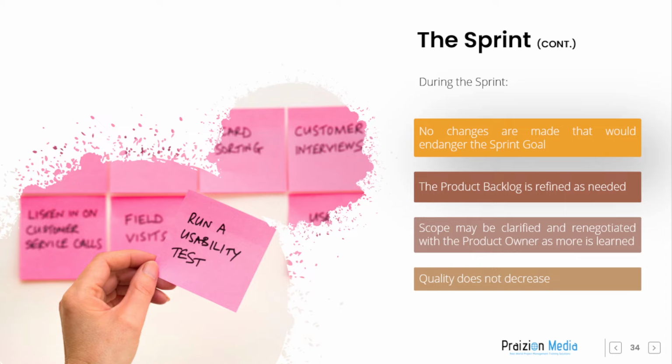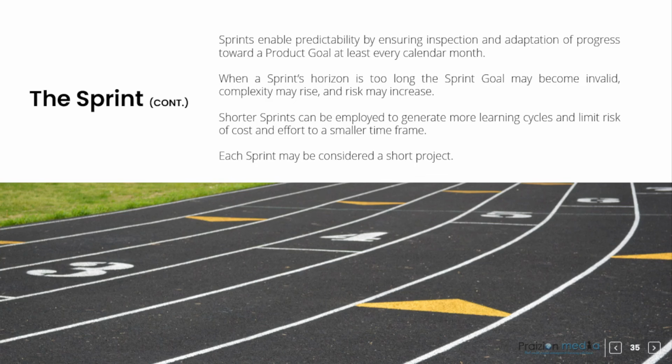Quality does not decrease. The product backlog is refined as needed, and scope may be clarified and renegotiated with the product owner as more is learned. Sprints enable predictability by ensuring inspection and adaptation of progress toward a product goal at least every calendar month. When a sprint's horizon is too long, the sprint goal may become invalid, complexity may rise, and risk may increase. Shorter sprints can be employed to generate more learning cycles and limit risk of cost and effort to a smaller time frame. Each sprint may be considered a short project.